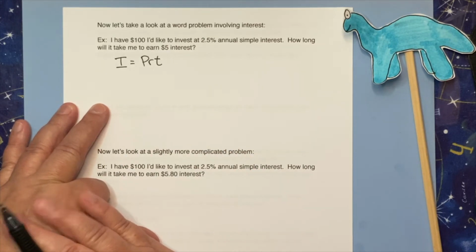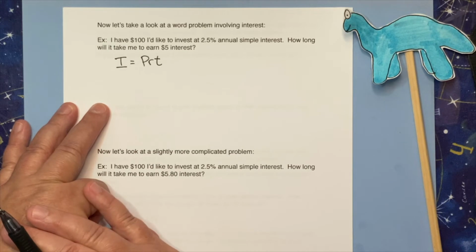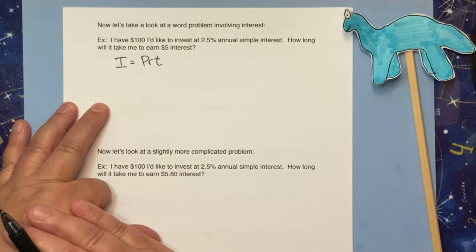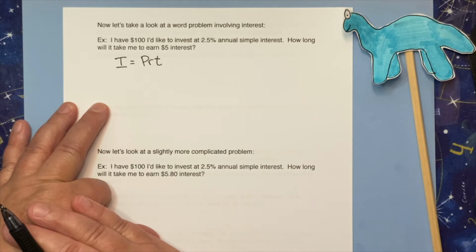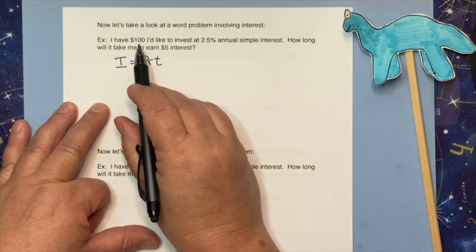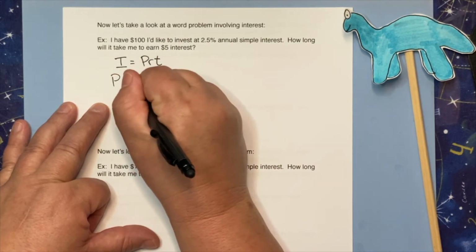So I'm going to be careful about that. That's always a good plan in math, to make sure you're careful about your uppercase letters and your lowercase letters, because with only 26 letters, we run out of letters really fast. So we have to use both upper and lowercase. So I've got $100, and that's going to be my principal.